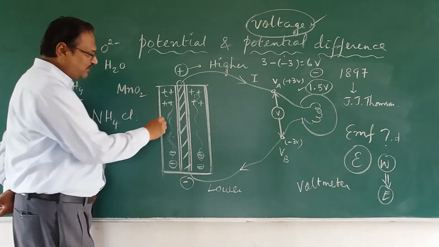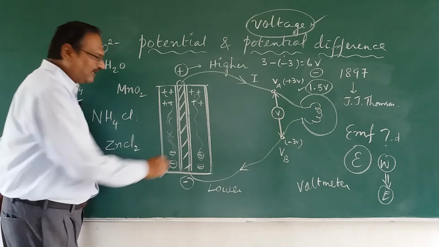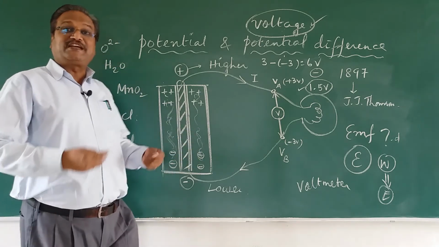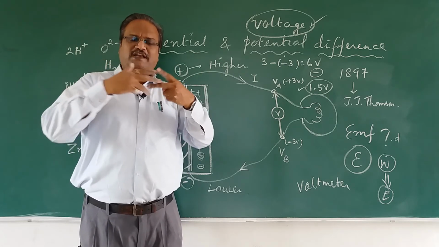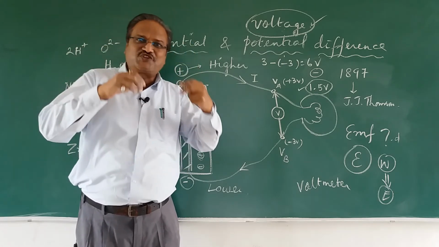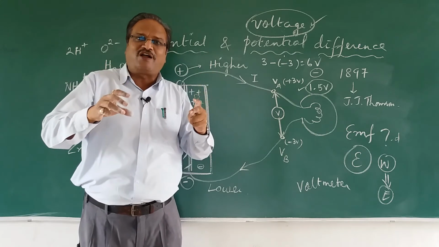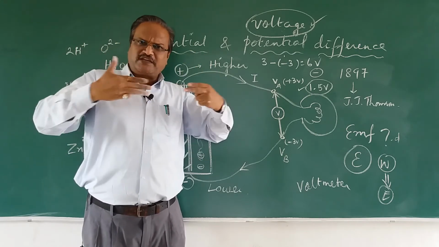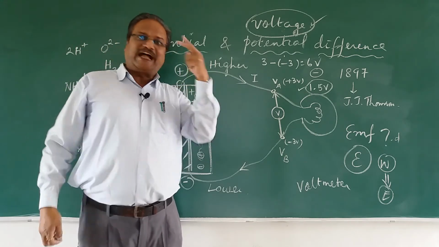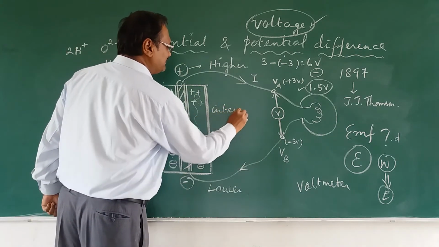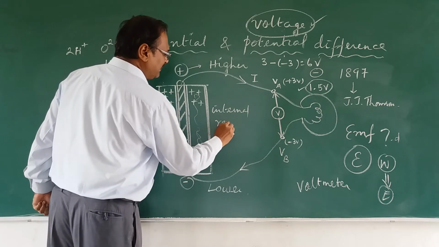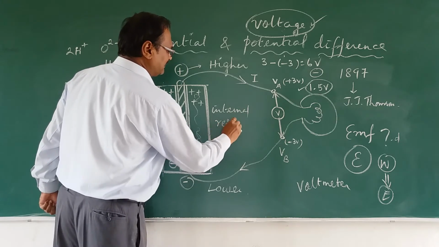But inside the cell, chemicals are there. What will happen to these chemicals? The ions are moving. They are hitting each other. Naturally, what will happen? Inside there will be something called friction. Anything that moves will have friction. And that friction we call internal resistance. What is it called? Internal resistance.